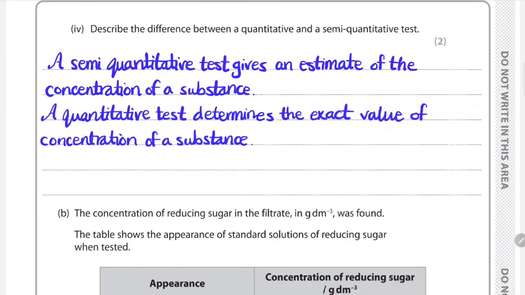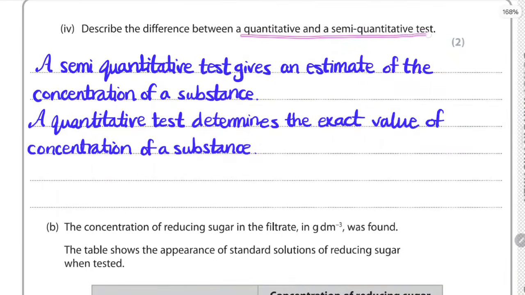Another pretty direct question, and it was actually repeated in many past papers I've seen before. Describe the difference between a quantitative and a semi-quantitative test. We're just going to give a brief description of each. A semi-quantitative test gives an estimate of the concentration, while a quantitative test, which is usually given from a colorimeter, gives the exact value of concentration. My main key points here are estimate and exact. So the semi-quantitative is an estimate and the quantitative is the exact value.